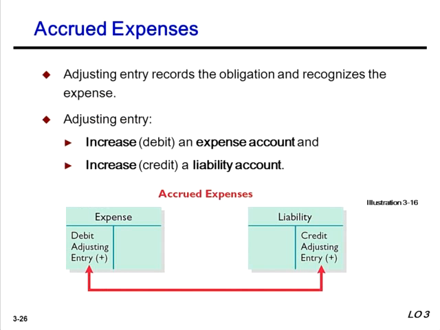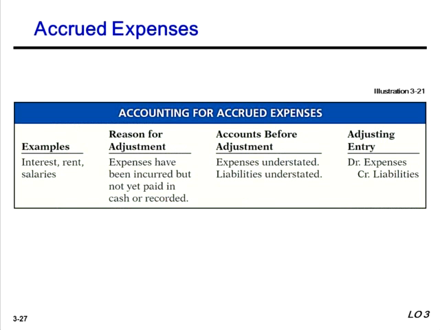So when an adjusting entry is made for an expense, we would increase an expense account and also increase the liability account. The expense would be reflected on the income statement, which would result in a decrease in income. And then the liability, of course, would be reflected on the balance sheet. So there'd be an increase in the liabilities on the balance sheet. And once again, we have that table to summarize the major concepts for accrued expenses.